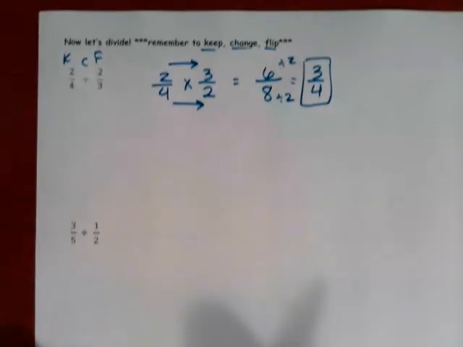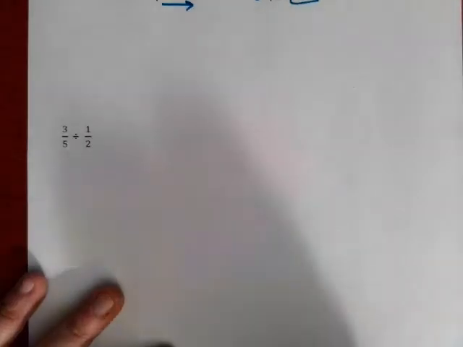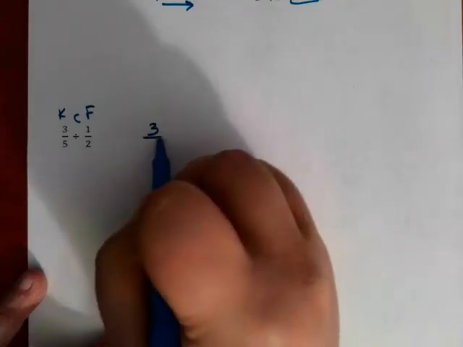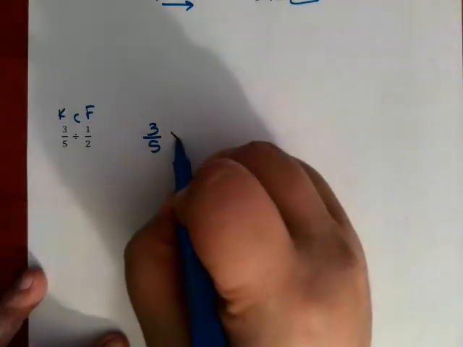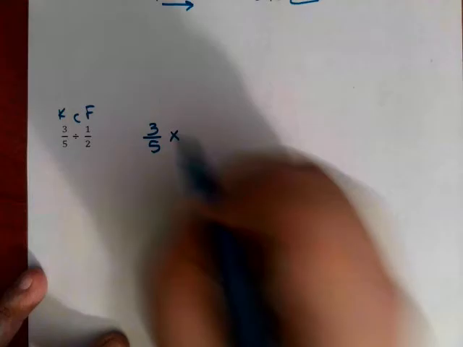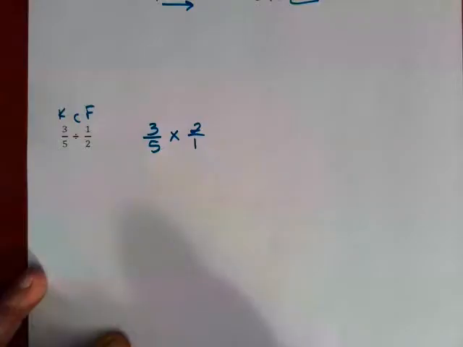All right, let's do one more example for dividing fractions. We have 3/5 divided by 1/2. So we're going to keep, change, flip. Keep the first fraction 3/5. We're going to change the division to multiplication. And we're going to flip that second fraction to get its reciprocal, 2 over 1.